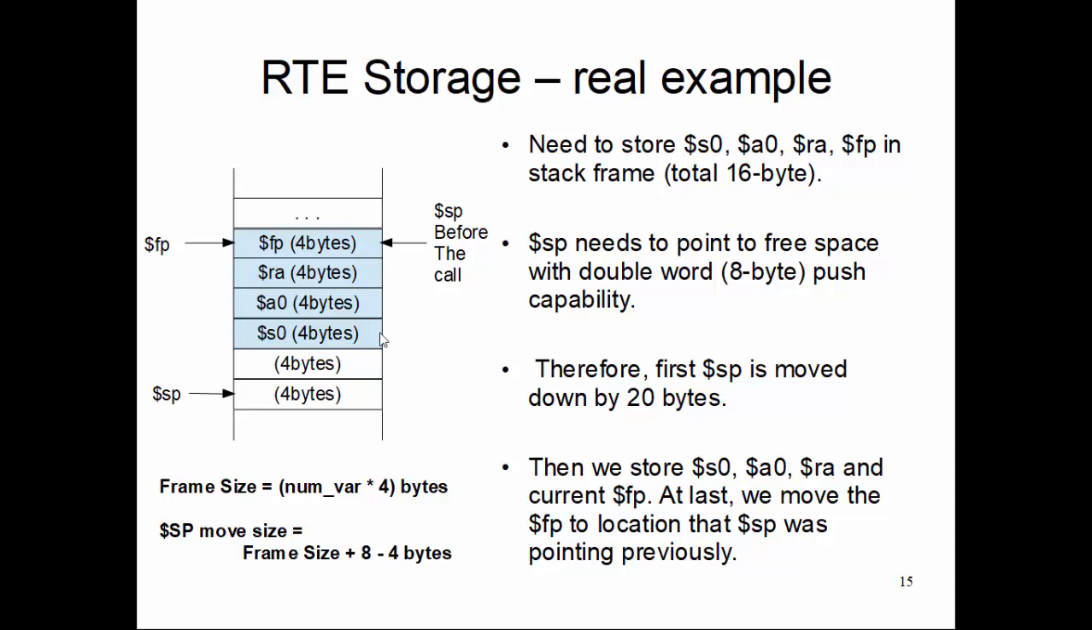In this case, imagine that instead of first changing the stack pointer, you remember we have a push operation, so you push FP, push RA, push A0 and push S0. You can do that as well. Then you move the stack pointer by another 4 bytes, right? That will also do.